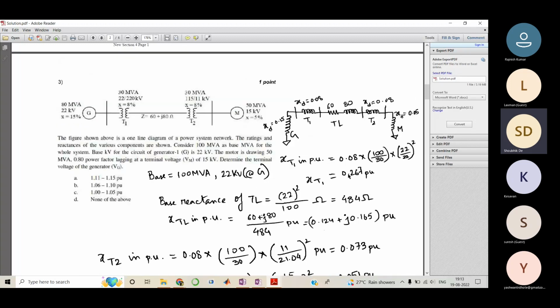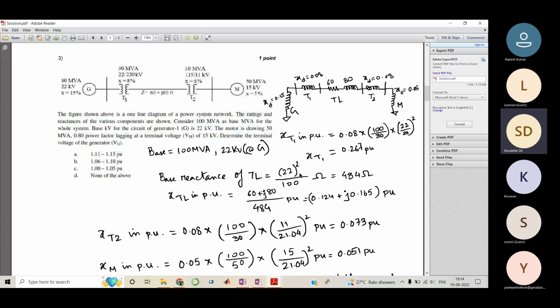Now, for calculating the per unit reactance of the transmission line, we need to calculate the base reactance of the transmission line, right? Sorry, there will be another zero here. Basically, we know that power equals V square by R, so from there I calculated the base reactance of the transmission line. So this is 100 MVA, and this will be 220, not 22. I'll correct this. So it comes out to be 484. We have the base reactance and we have been given the line reactance, so dividing the line reactance by the base reactance gives us the reactance in per unit, which comes out to be 0.124 plus J 0.165.